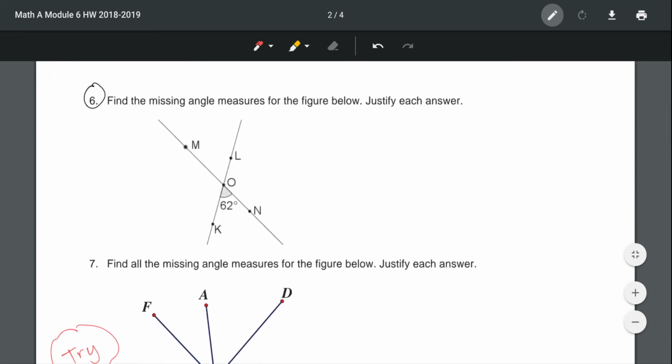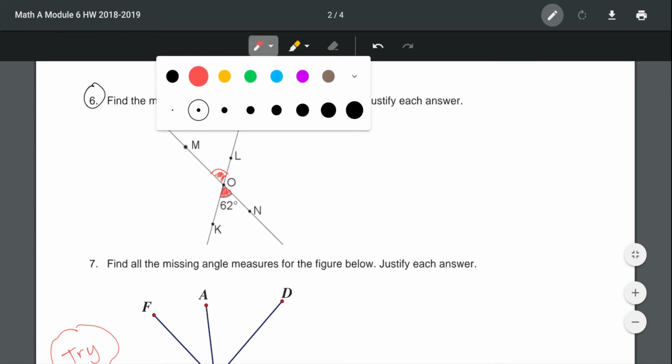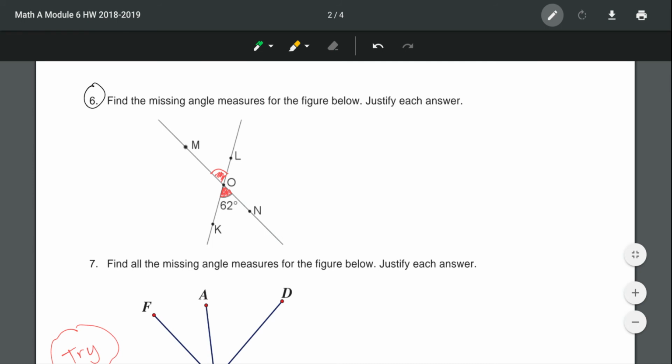Find the missing angle measures of the figure below and then justify your answer. So you're told that the measure of angle KON is 62 degrees. So let's find all the other angle measurements. Angle MOL across from it, that would be vertical to KON. And you know that vertical angles are equal or the same measure. So that means MOL would be 62 degrees. So the measure of angle MOL is 62 degrees as well.